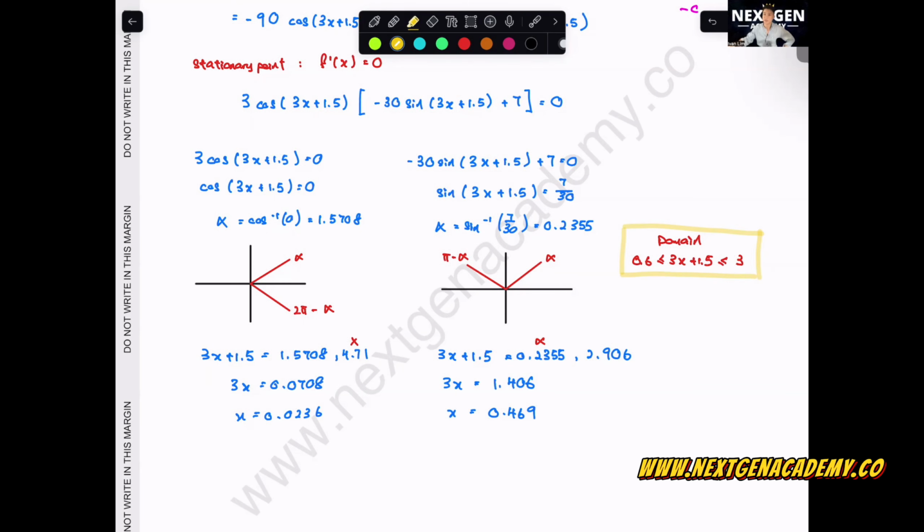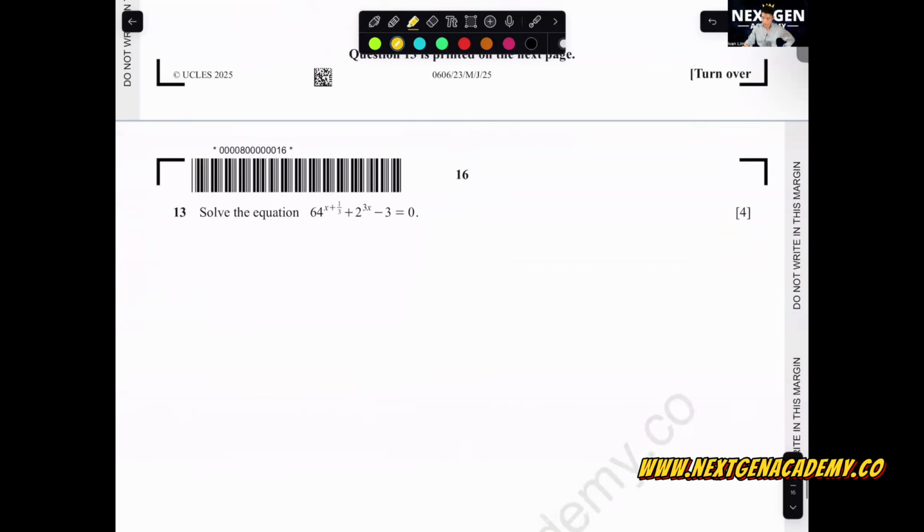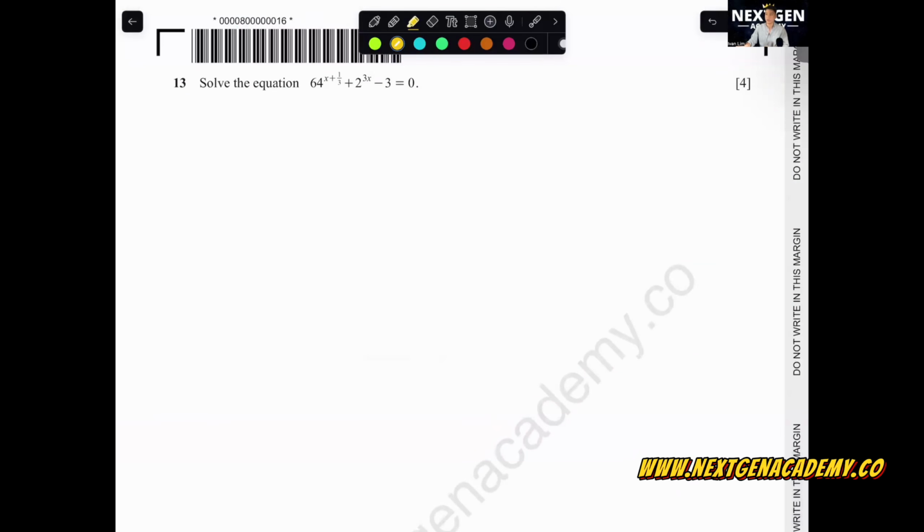Okay, let's go to the last final one. Okay, one last final one. Solve the equation. Okay, 64^(x+1/3) plus 2^(3x-3) equals to 0. Okay, let's split up the power first. Okay, from here, 64 to the power of x times 64 to the power of 1 over 3 plus 2 to the power of 3x minus 3 equals to 0. Okay, 64 to the power of 1 over 3 will be 4. Then 2 to the power of 3x minus 3 equals to 0.